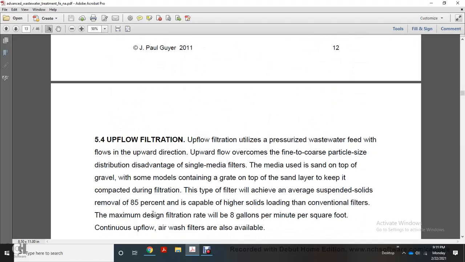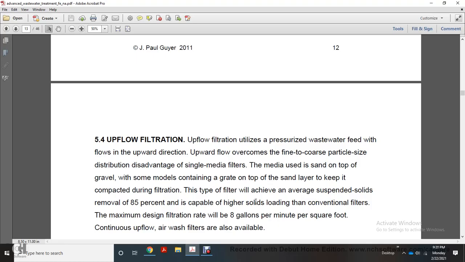Upflow filtration. Upflow filtration is utilized with the pressurized wastewater feed in the upward direction. Upward flow overcomes the fine-to-coarse particle size distribution. Disadvantage: single media filter. The media used is sand on top of gravel. Some of the models contain a grate on top of the sand layer to keep it compact during filtration.